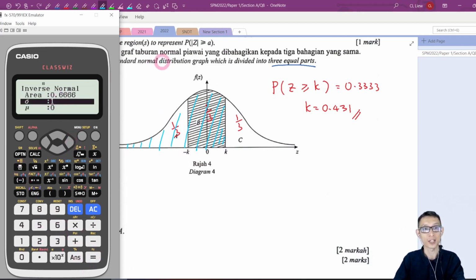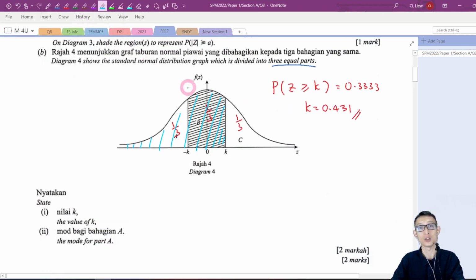And this is standard normal distribution. The standard deviation will be 1. The mean will be equal to 0. Okay, 0.431. Another way to get the answer is, let's say you don't want to key in 2 over 3. You want to key in 1 over 3. You can do it this way.